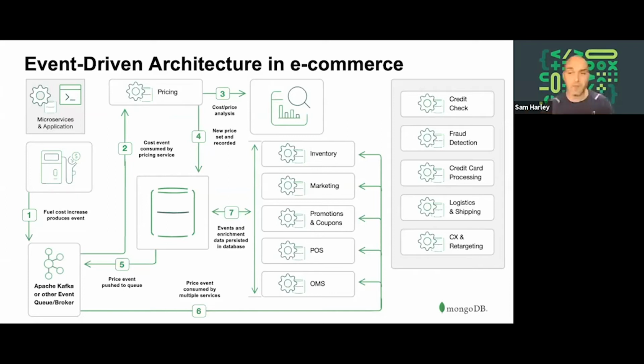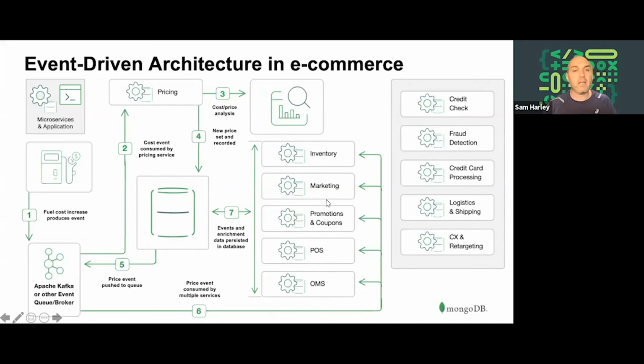All microservices are listening for any messages of interest. The pricing microservice consumes the event, analyzes it against existing data, and produces events conveying the new pricing into the message stream. The database then pushes these events back to our event queue such that it can be consumed by other services, things like your point of sale system, things like your marketing platform, things like your inventory application.